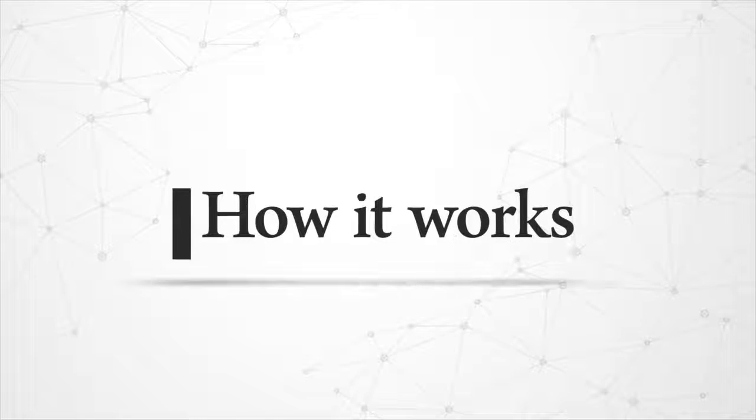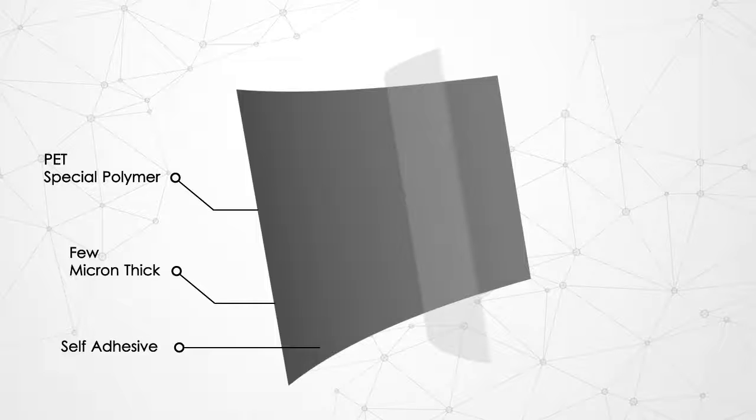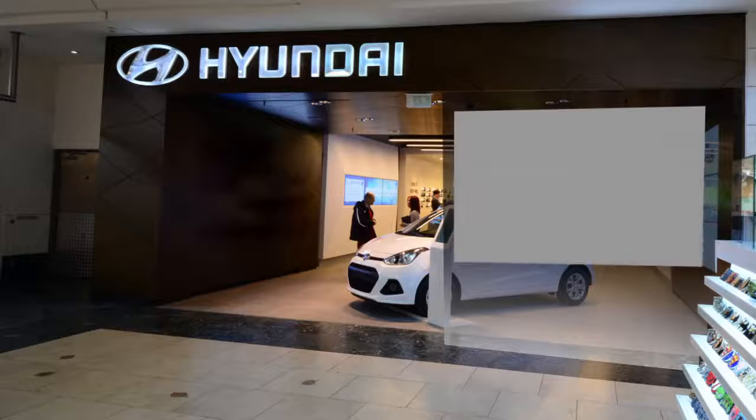How it works? The rear projection film is a revolutionary product made up of a special ultra-thin polymer, only a few microns thick, and comes with a self-adhesive. Just release the liner and stick on the glass in minutes.